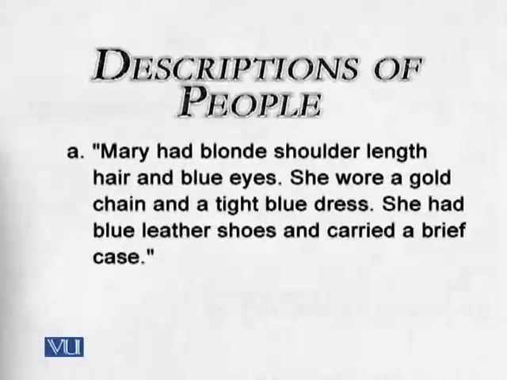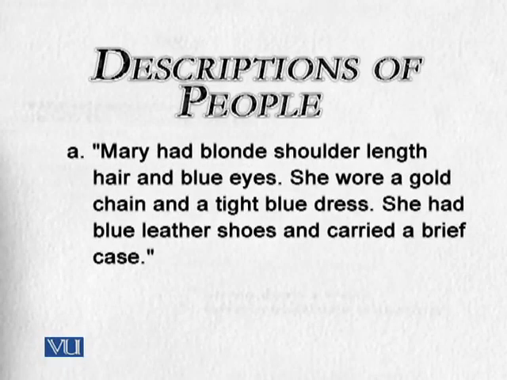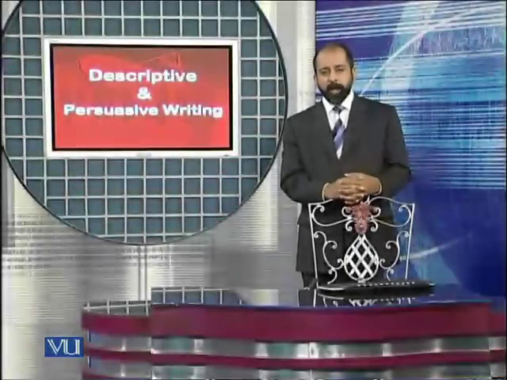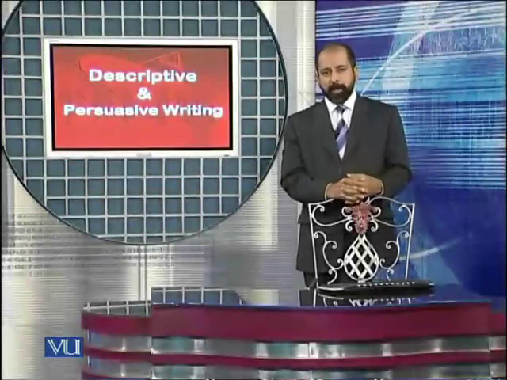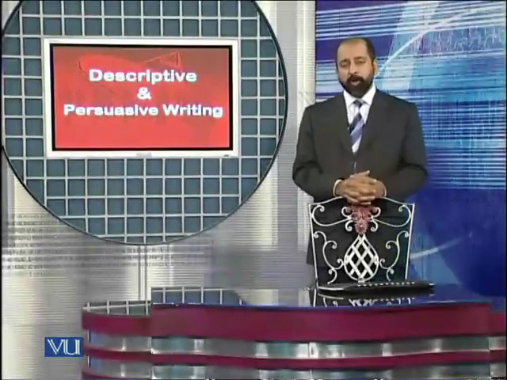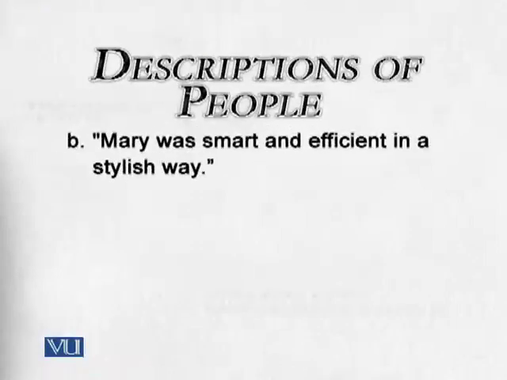On your screen, you can take a look. I have written two sentences marked as A and B, and then with other bullets. These are actually pairs which we are going to compare. Like the first sentence, Mary had blonde shoulder-length hair and blue eyes. She wore a golden chain and a tight blue dress. She had blue leather shoes and carried a briefcase. This is sort of an attempt to describe, but it's not that compact. Changing the same description into more compact by using some powerful words would be, Mary was smart and efficient in a stylish way.